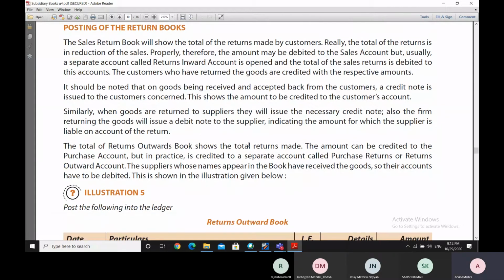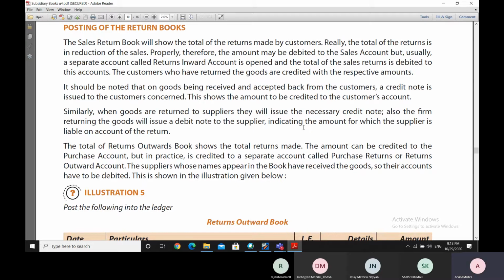The total of the return outward book shows the total of the returns which were made out of the purchases. The amount can be credited to the purchase account. It is very rational to think that whenever we are returning back the purchase, we can credit the purchase account. But in practice, a separate account is opened called the purchase return account or the return outward account, and that account will be credited.